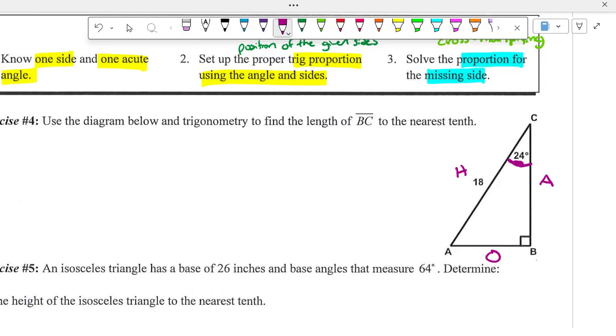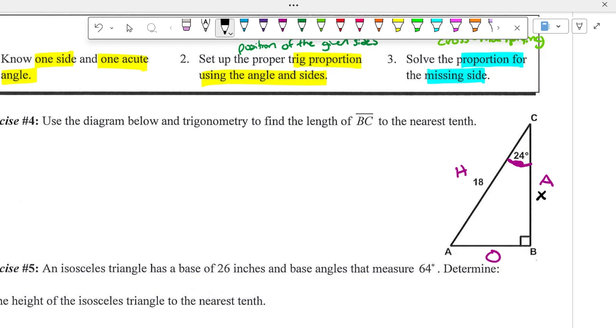Now, they want us to solve for BC. So BC is right here. We're going to call it X. So look at the sides that we were given and the side that we're trying to find, and look at what we labeled them as. Which trig ratio would be the most efficient one to use based off of what we were given and what we're trying to find?